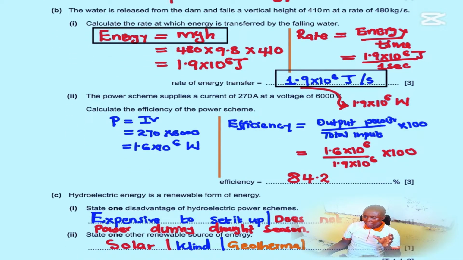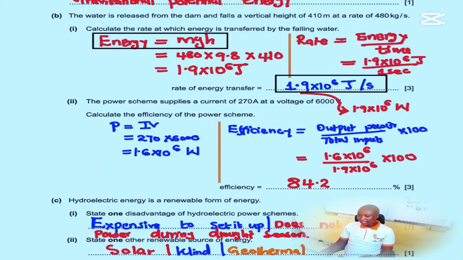Now, the power scheme supplies a current. So this is the output power we can talk about in Roman 2, because we are given the current as 270 amperes and we are given the voltage as 600 volts. So from electrical power, we know that power equals current times voltage. So if we multiply 270 times 6,000, we are going to get 1.6 times 10 raised to the power 6 watts.